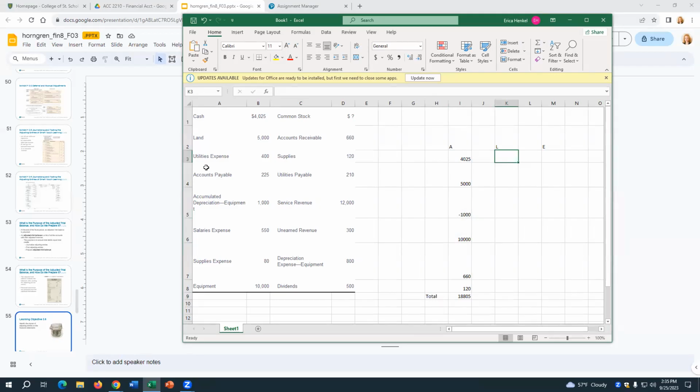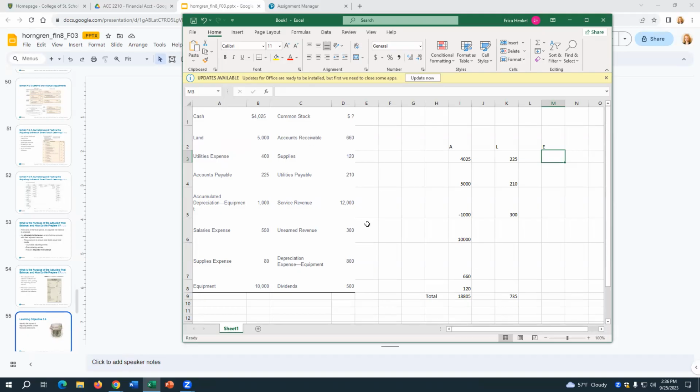So going through and just grabbing liabilities. All right, so I've got accounts payable, utilities payable, and unearned revenue. So that's it for liabilities. And then for equity, I'm going to put the expenses and revenues in here also. So I'm going to put everything in here based on whether they are credits or debits, right?